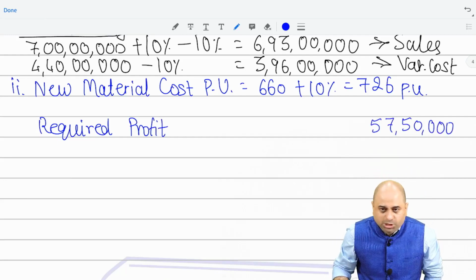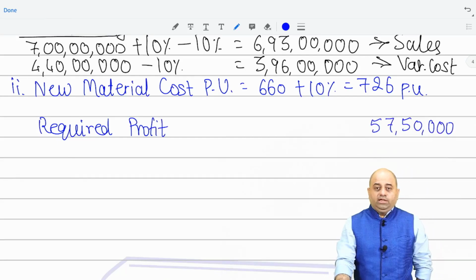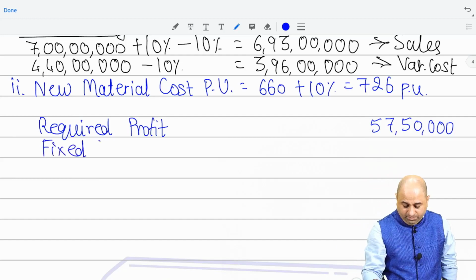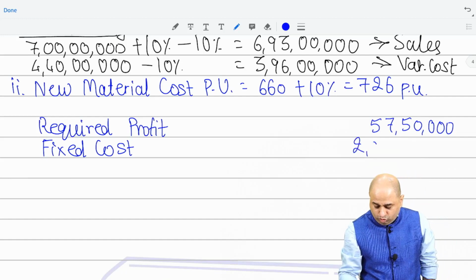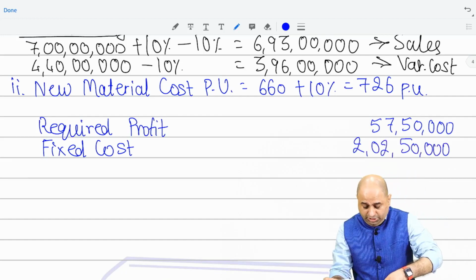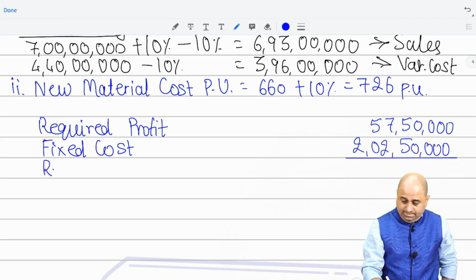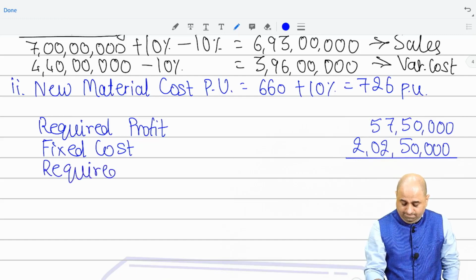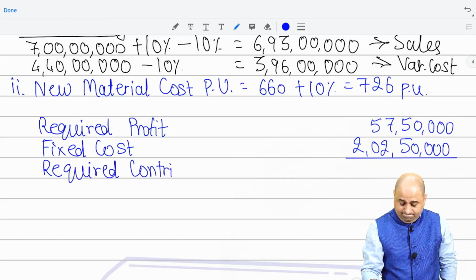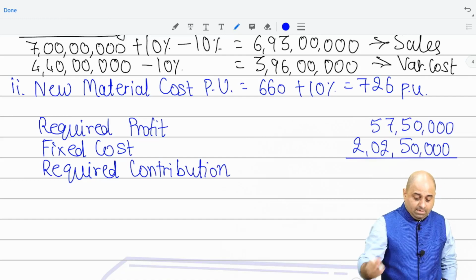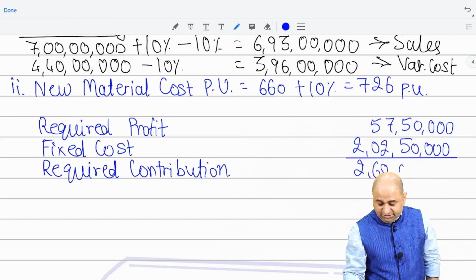There is no change in the fixed cost. They haven't said fixed cost can't change, so fixed cost we will keep the same, which is 2 crores 2 lakhs 50,000. So now the required contribution is 2 crores 60 lakhs.